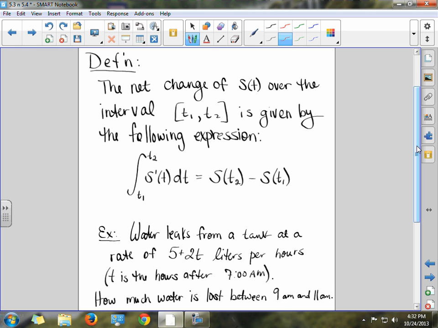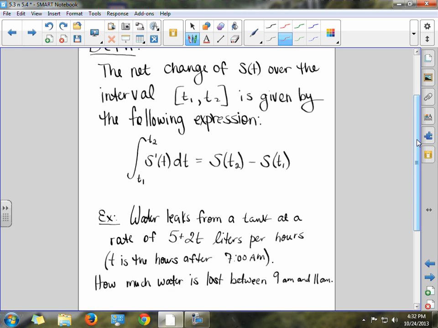So here we have a formula that tells us the net change of some original function s of t over this interval is given by this expression. So we'd have to be given a rate of change. And then what we want is to integrate it from our lower to our upper limits, and then that's just going to be the net change over that interval.